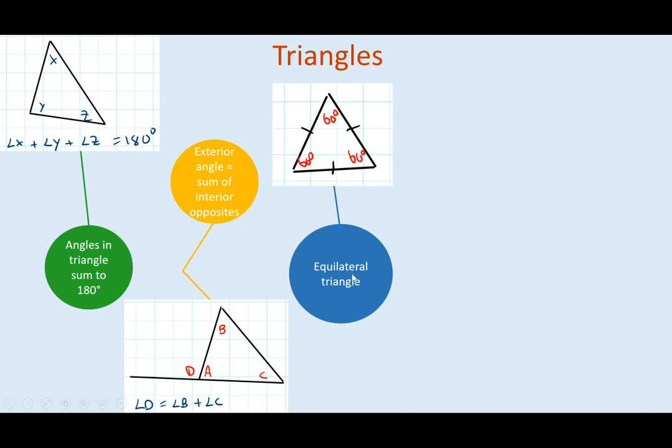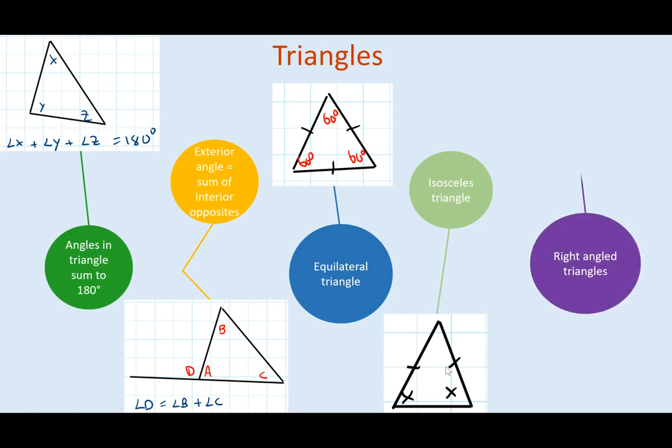In an equilateral triangle, all the angles and all the sides are the same. Because all the angles are the same, all the angles are equal to 60 degrees. In an isosceles triangle then, two angles and two sides on them angles are the same. So if the two angles here are the same, then two of the sides opposite each other are the same as well. And finally, right angle triangles are triangles that contain a right angle.